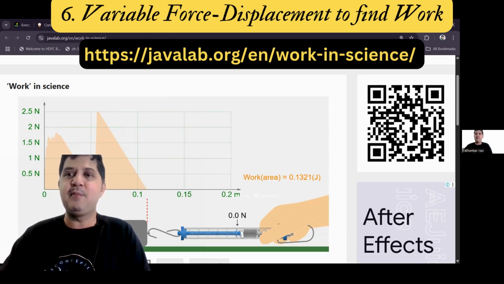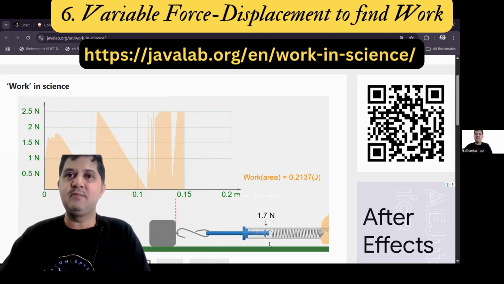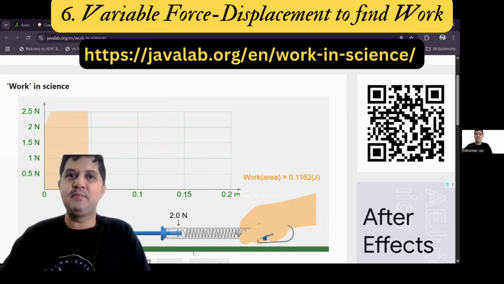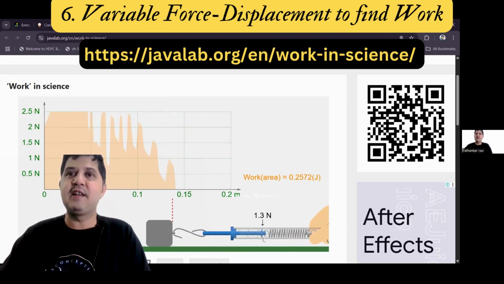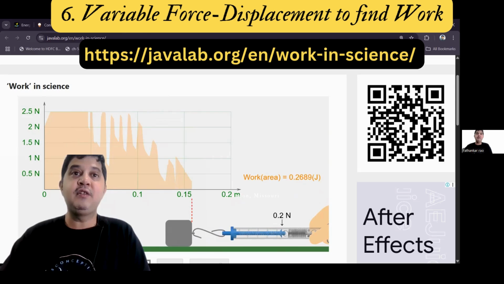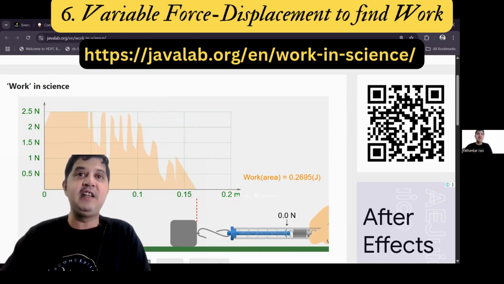If I do it randomly, if I do it zigzag, okay, a chaotic one. See, this chaotic. See, I'm pulling it like this. What do you see? You get different peaks over here. Okay, so you can find out the area by making use of this. So you cannot use your force into displacement over here. You definitely need to use the graph over here to find out the area and hence the work done.